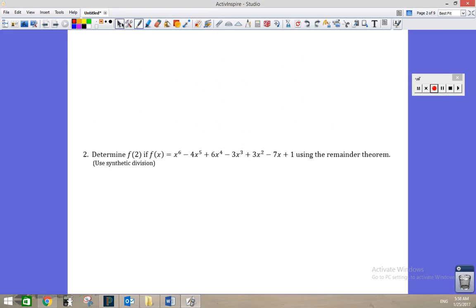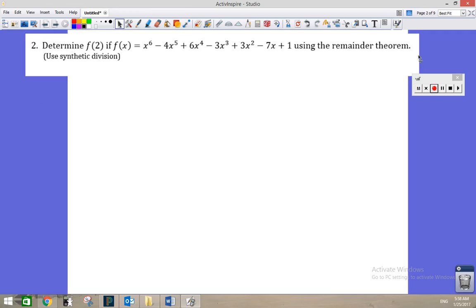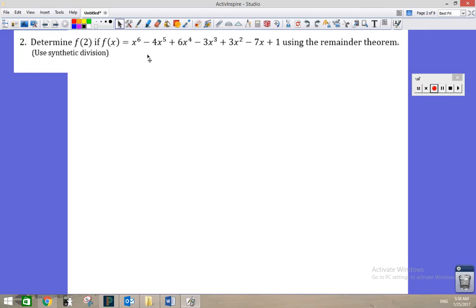Alright, so this next one is done in the same way. Let's check and see if we're in standard form and no missing terms. 6, 5, 4, 3, 2, 1, constant. So I don't have any missing terms here. I don't have to change the sign. Whatever I'm plugging into the function is what I use for the synthetic division. So then I just use the coefficients.